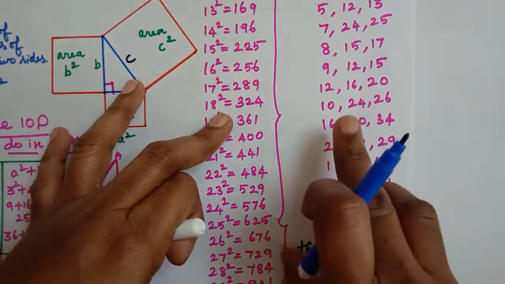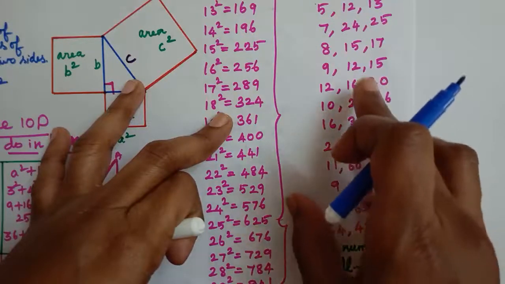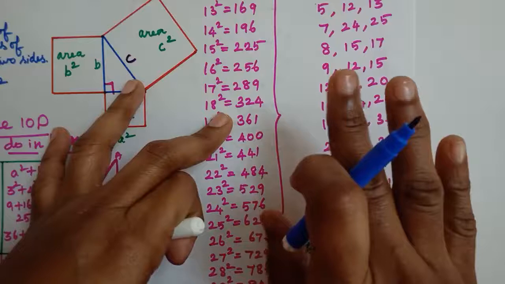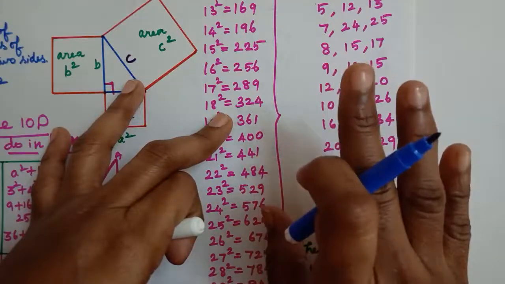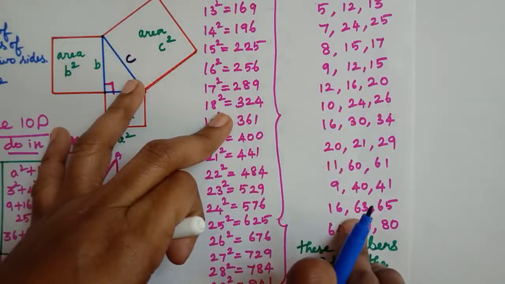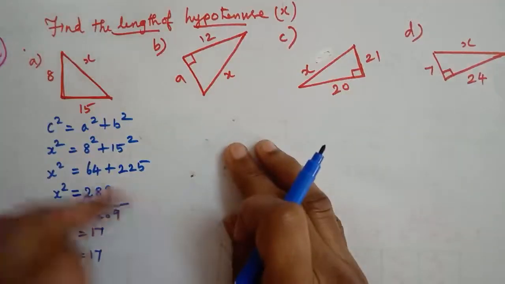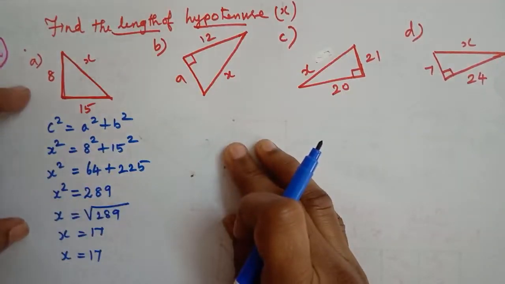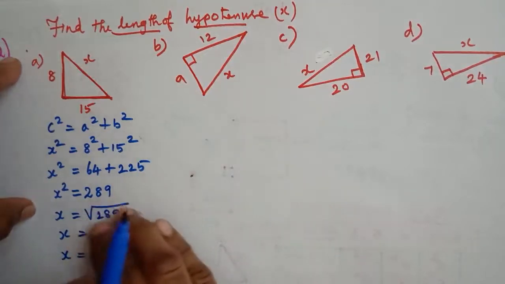For 7th standard, you have to keep these numbers in your mind. Till these numbers, this is okay for you. For 7th standard, this much is enough. Is it clear? Then you can easily find the answer. This second question you can write directly in your book, x is equal to 17, but you should know the steps.